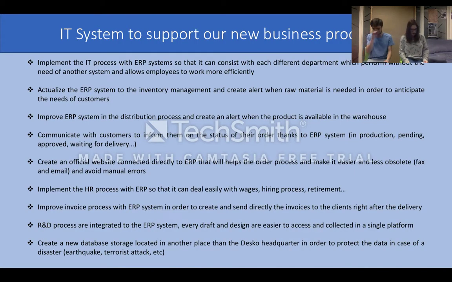For the business processes, we decided to implement our IT system. First of all, we applied the ERP system to inventory management and create an alert when raw material is needed in order to anticipate the needs of customers. Then we improve the ERP system in the distribution process and create an alert when the product is available in the warehouse. We also decided to communicate with our customers to inform them of the status of their order thanks to the ERP system. So we can show the situation: in production, pending, approved, waiting for delivery, etc.